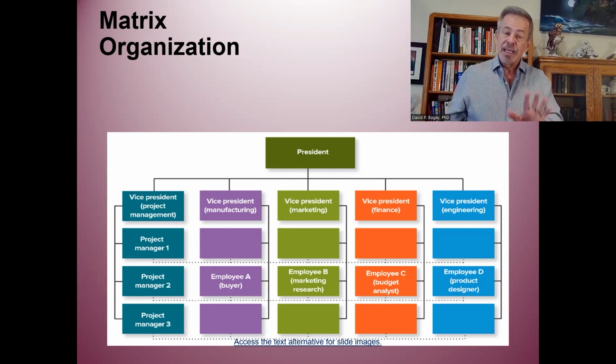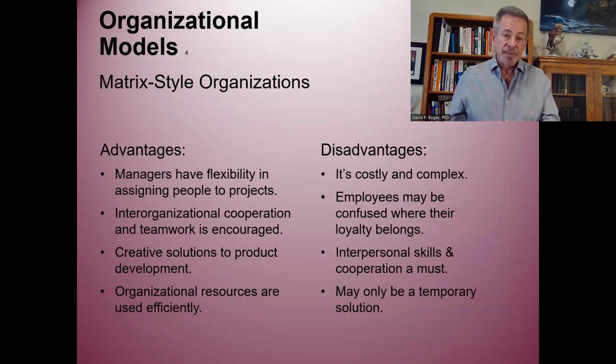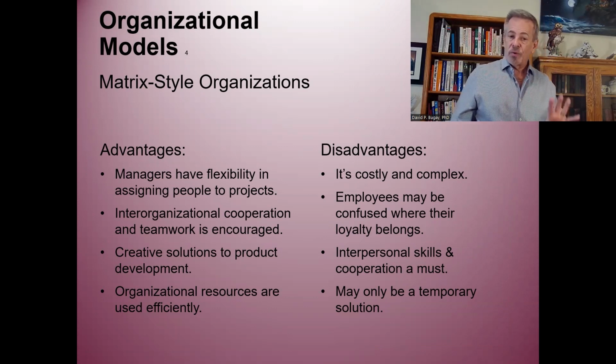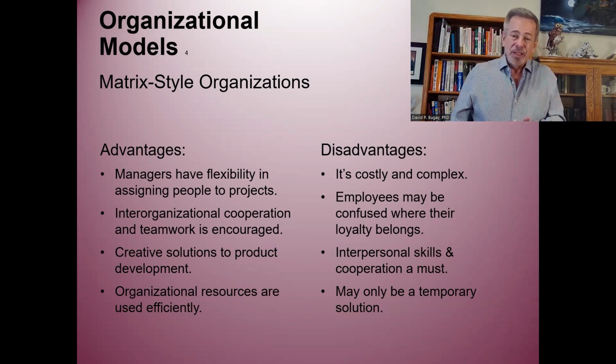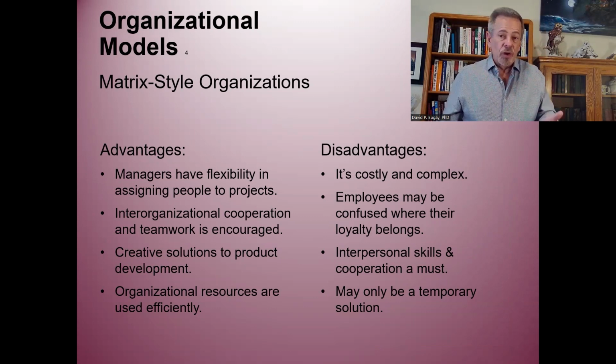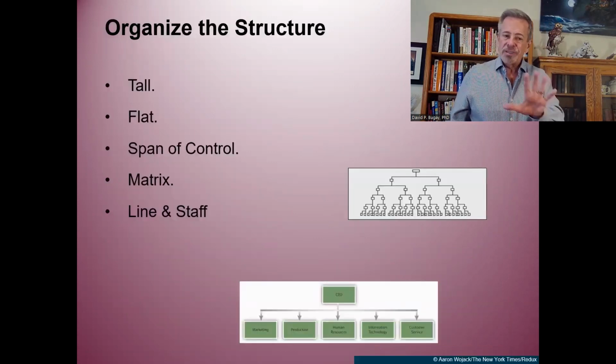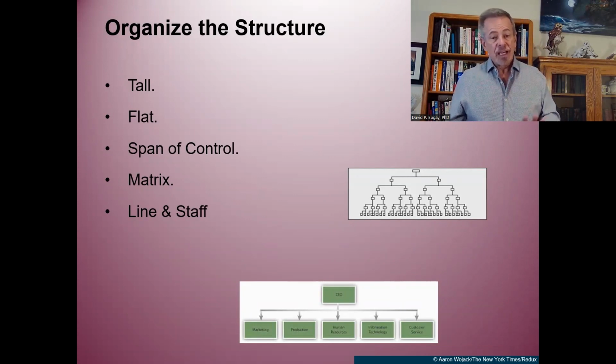It can be confusing, and that can be a problem, but you'll see this a lot of times on a global basis, depending on how big it is. So here's some of the advantages. There's flexibility on doing projects. There's inter-organizational cooperation and teamwork encouraged, but it's costly and it's complex. Sometimes employees don't know who they're loyal to because the bosses may not like each other, and you have interpersonal skills. You have to sit down and figure out how to do that. So you have a whole series of different aspects in the matrix that could be problematic.